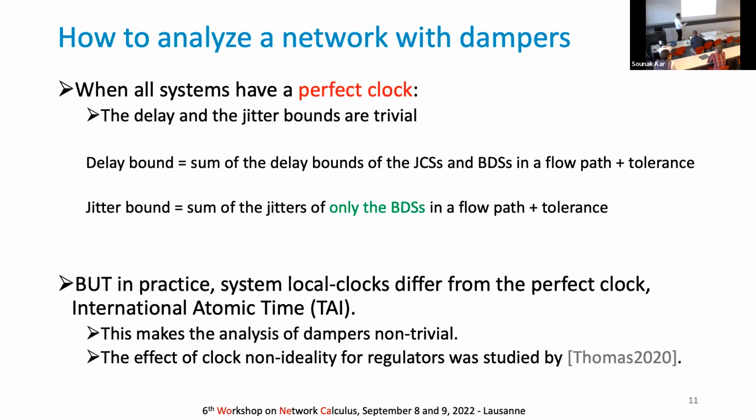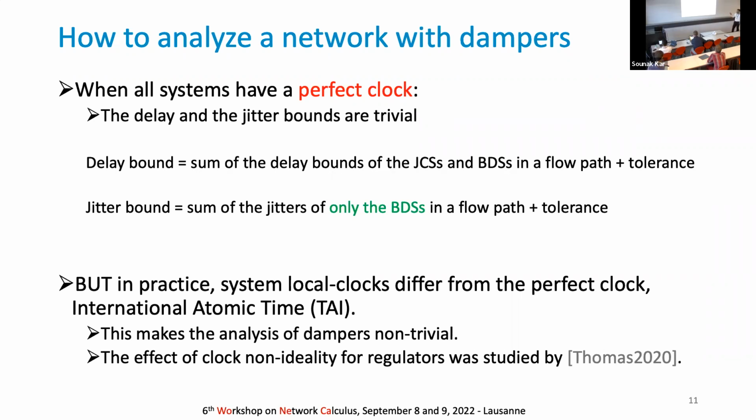So the analysis of such a system is not really complicated because the delay bound would simply be the addition of the delays of JCSs and BDSs and perhaps the tolerance of the dampers. And the jitter bound is simply the jitter of the BDSs because with dampers, we simply remove the jitter within the JCSs. However, in practice, the clocks are not ideal. So the local system clock may be different from the perfect clock, which is International Atomic Time, which we refer to as TAI. And this makes the analysis a bit complicated. It is not as trivial.